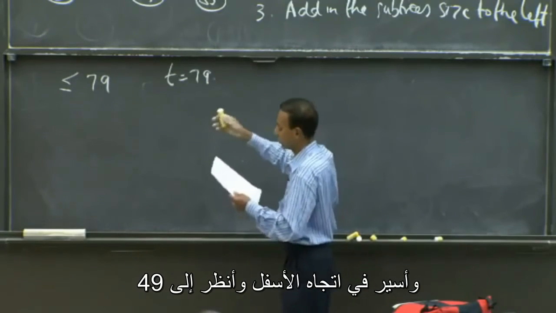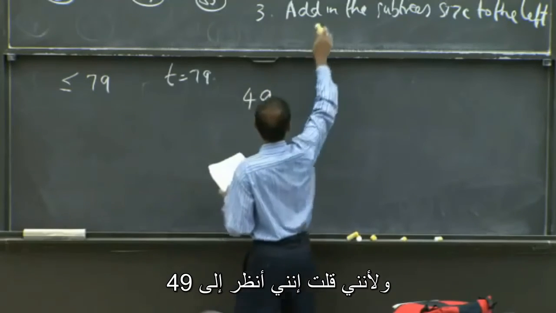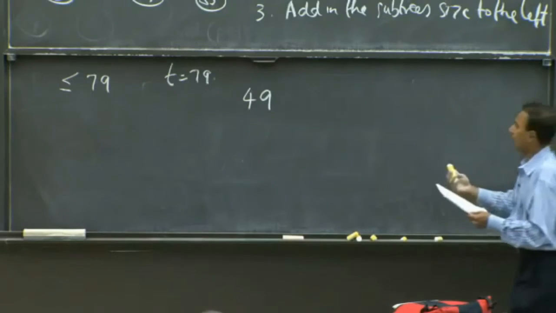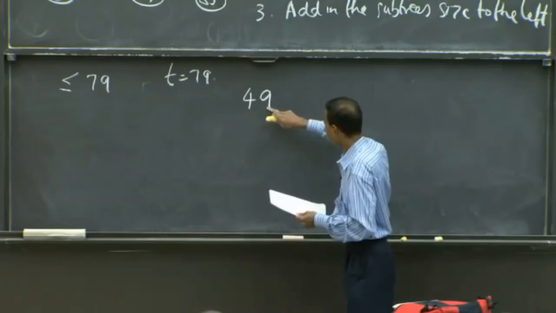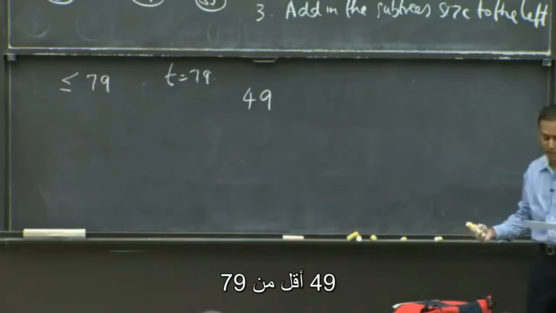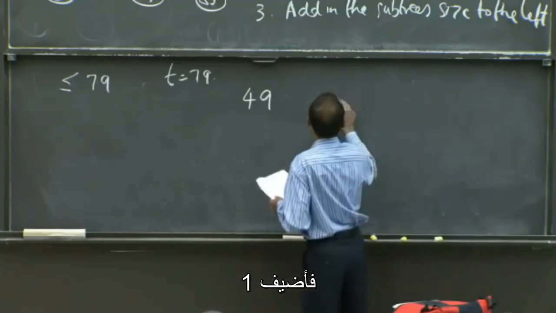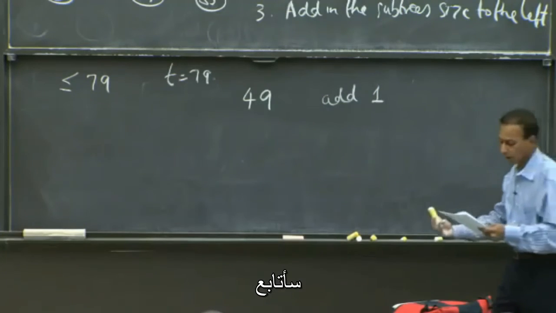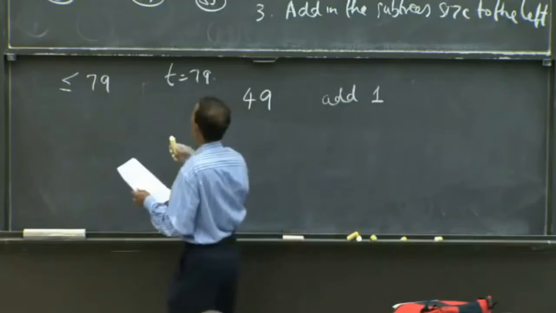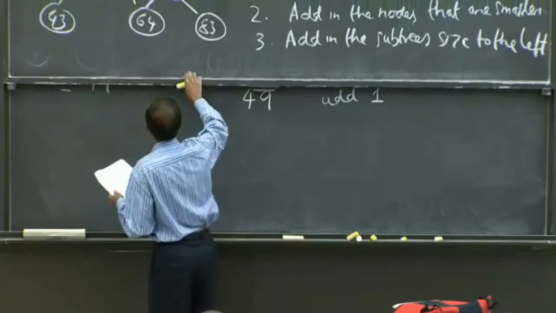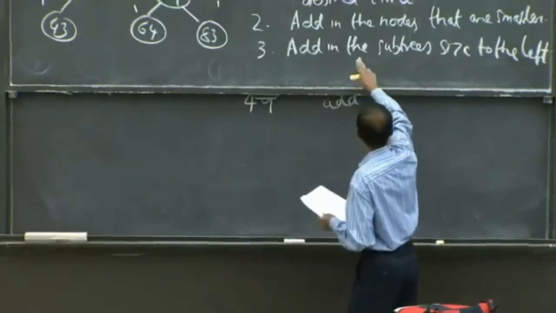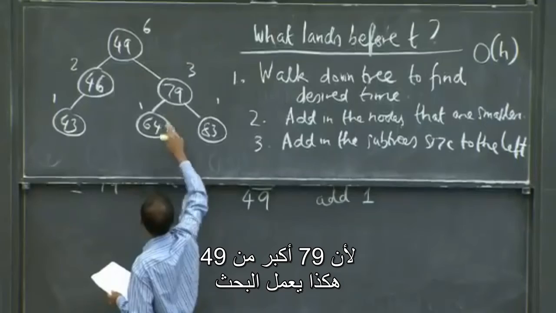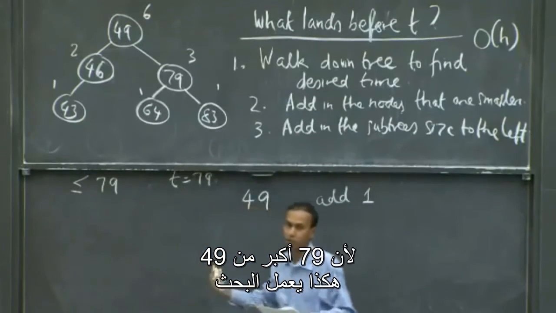I'm going to walk down. I'm going to look at 49. And 49 is clearly less than 79, so I'm going to add 1. And that's this check over here. I move on, and what I need to do now is move to the right, because 79 is greater than 49. That's how my search would work.